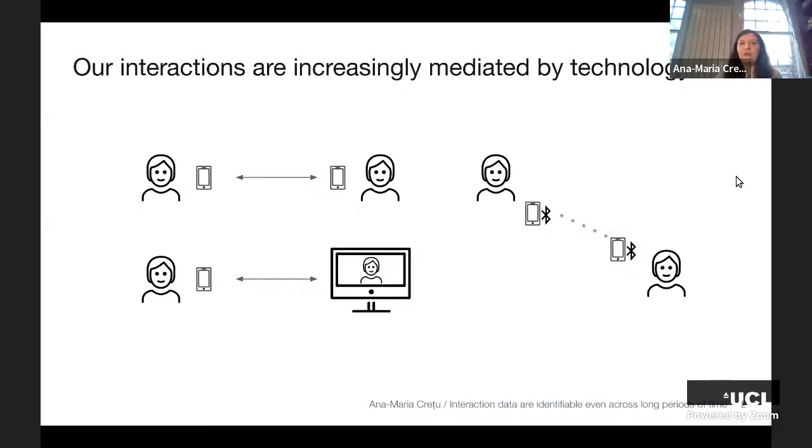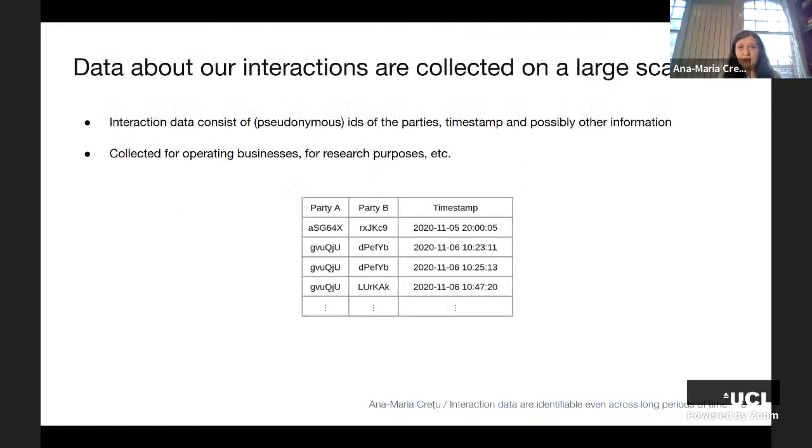Today, our interactions are increasingly mediated by technology as we use our mobile phones and smartphones to communicate with family and friends. During the pandemic, more recently, we have been using video conferences to work remotely, and even our offline interactions could be tracked by contact tracing apps, exchanging signals when we are in proximity to other people. So as a result of the increased use of technology, data about our interactions are being collected on a large scale, both for business and research purposes.